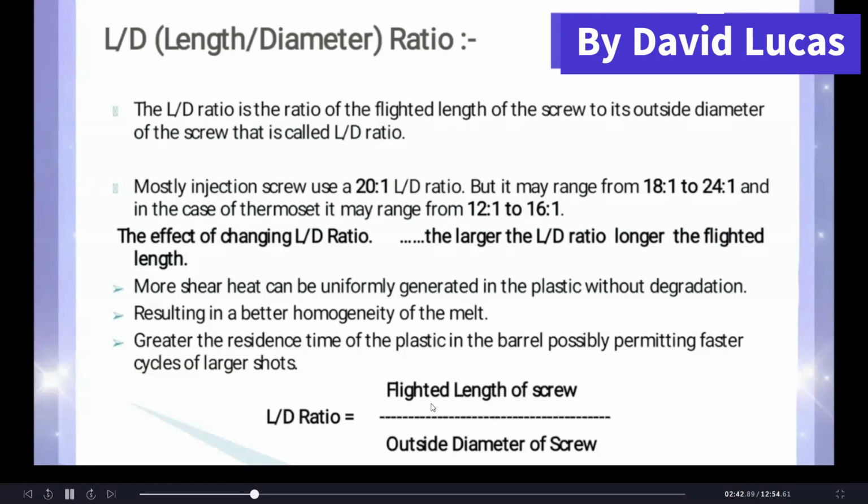So remember, what you want to do is take the length of the screw over the outside diameter of the screw, and it's going to give you what it is. The majority of them are like 20 flights to one, 18 flights to one. So keep an eye on that.